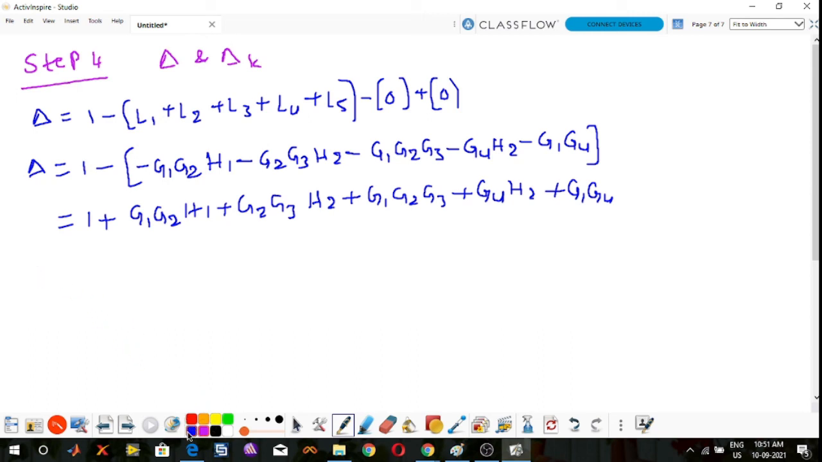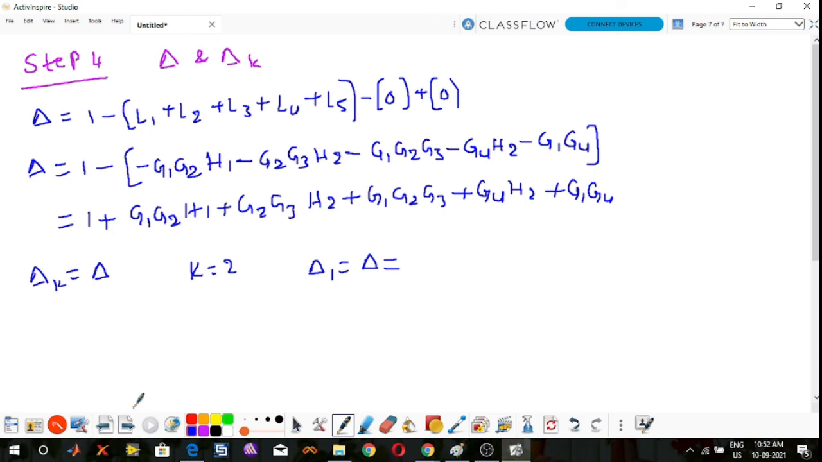Next, calculate delta k. Delta k is equal to delta for that part of the graph which is not touching the kth forward path. Here the total number of forward paths is 2, so k is equal to 1 and k is equal to 2.